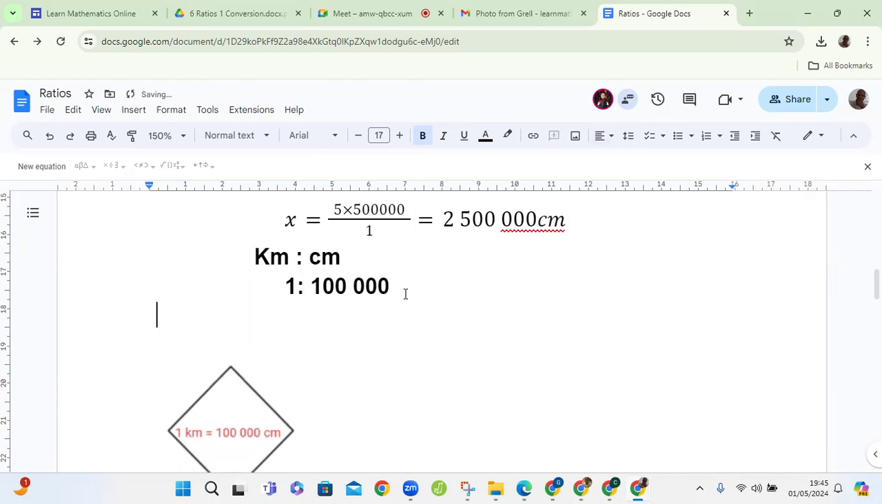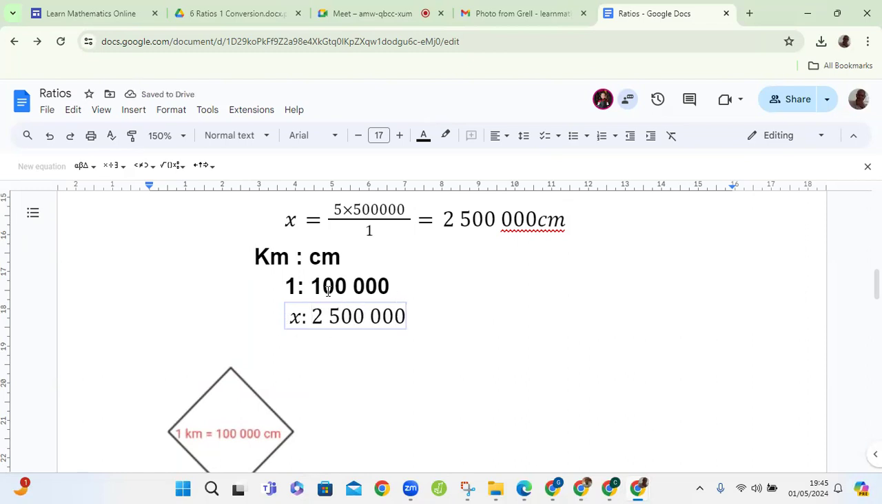Our third step now is an incomplete ratio with a number and a letter. Now, as you can see now, this is 2,500,000 centimeters. So this number comes on the centimeters. And what are we looking for? We are looking for kilometers. So the X will come on the kilometers. Okay? So yes, here we go. Labeling ratio, kilometers, centimeters. Complete ratio, 1 to 100,000. Incomplete ratio, X to 2,500,000. So cross multiply and divide.